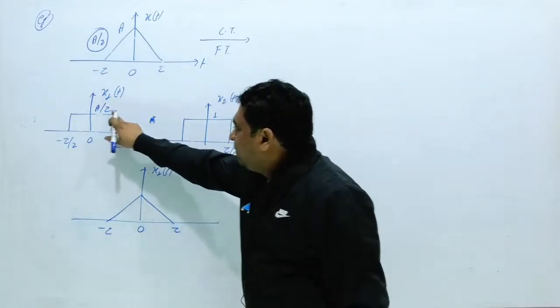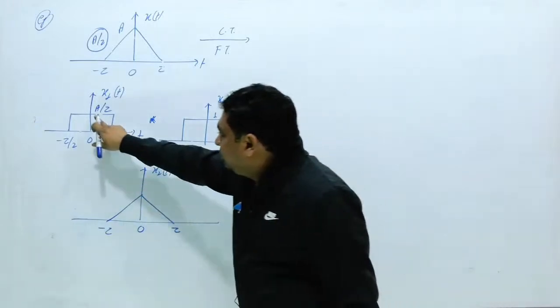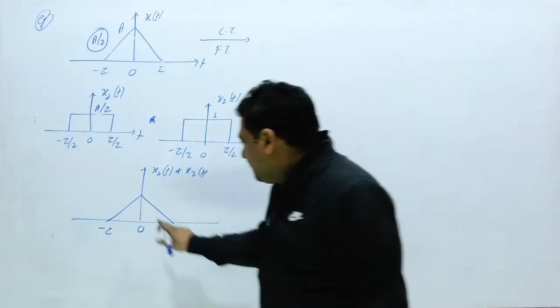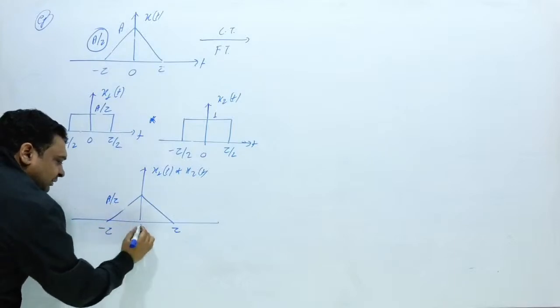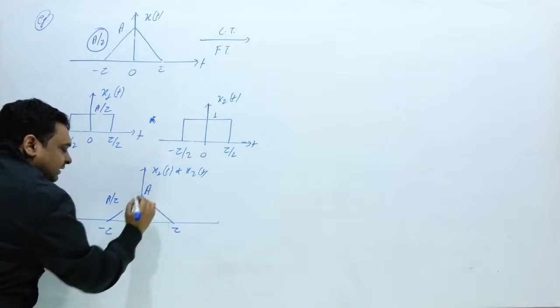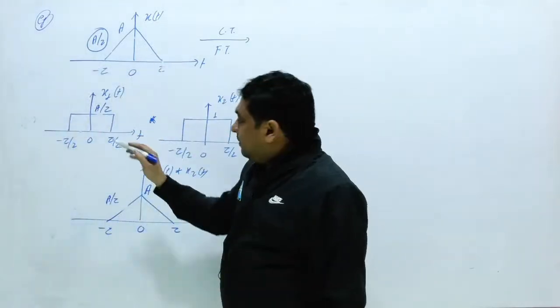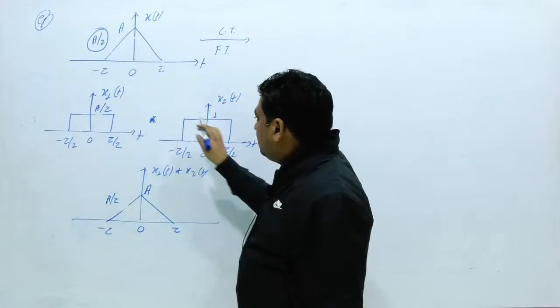Now what will be the slope? A by tau into 1. In earlier classes I already told you, for this A and this B, the slope you will get is A dot B. Clear this thing? Now the slope will be A by tau, this width is tau, and this amplitude is A. Clear this thing?